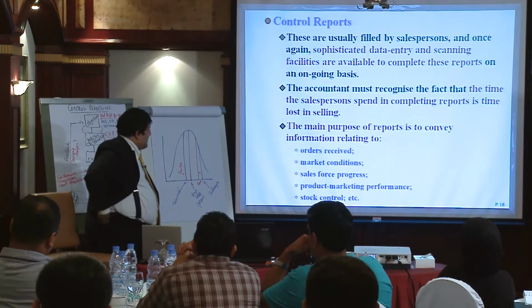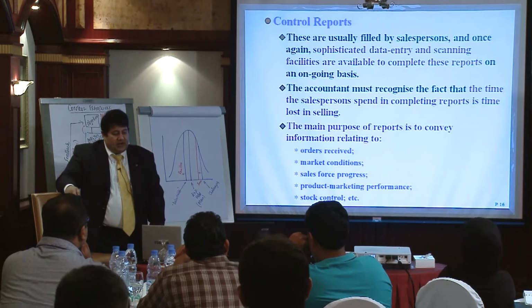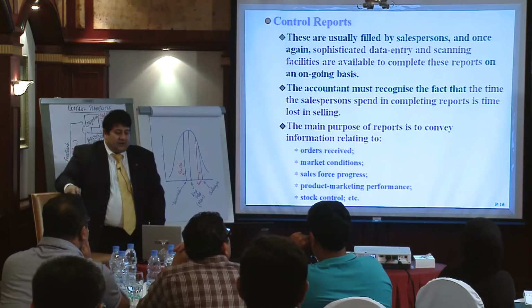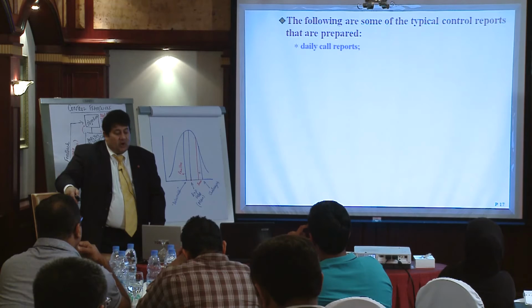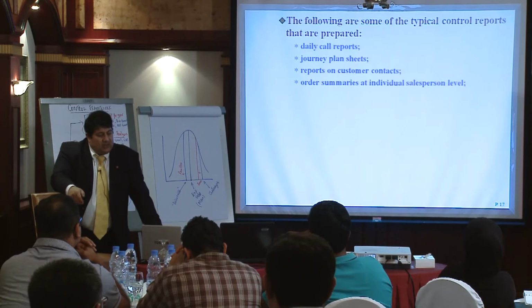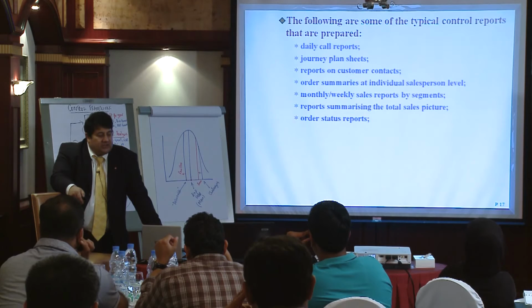So anyway, the facilities are available. The accountant must recognize the fact that the time the salesperson spends in completing reports is time lost in selling. Now the main purpose of these reports is to convey information regarding orders received, market conditions, sales force progress, product marketing performance, stock control, etc. The following are some of the typical control reports that are prepared. Whole host of them: daily call reports, journey plan sheets, reports on customer contacts, order summaries at an individual salesperson level, monthly and weekly sales reports by segment, reports summarizing the total sales picture, order status reports, delivery achievements, complaints analysis at a regional level.